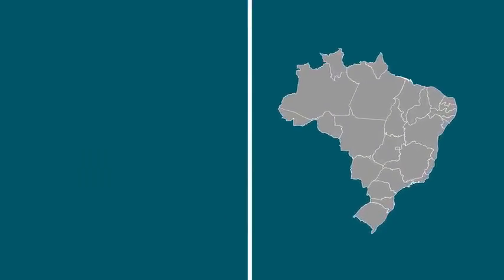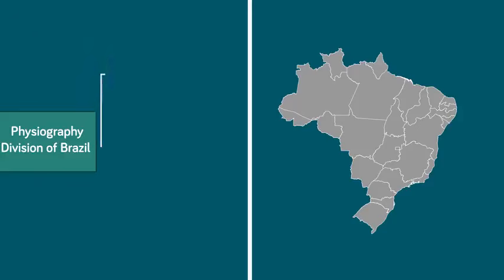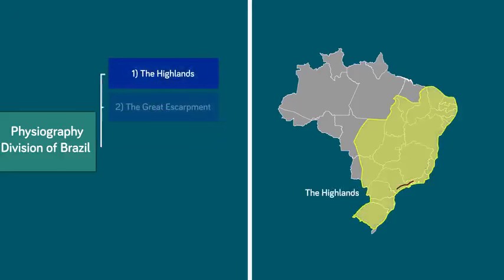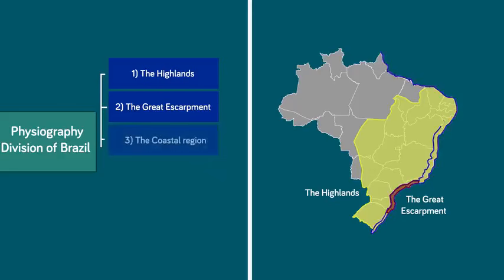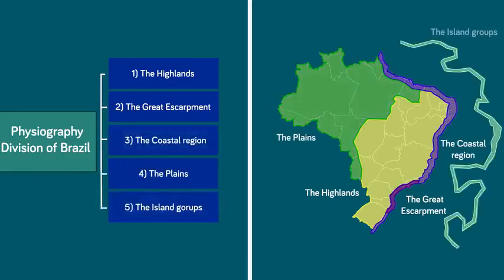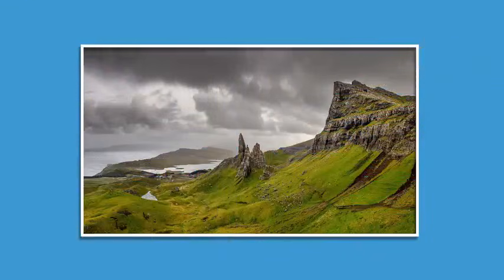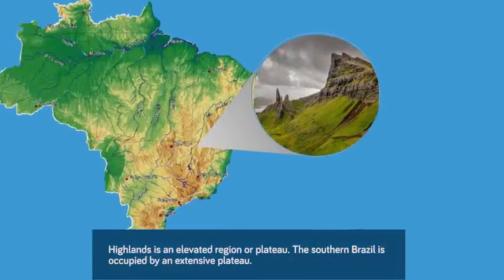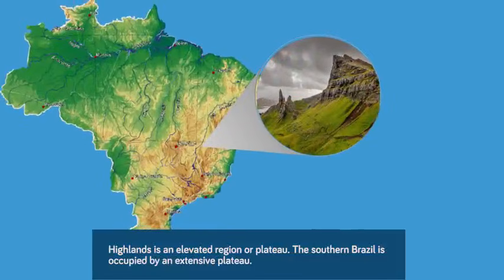Brazil is divided into 5 major physiographic divisions. They are the highlands, the Great Escarpment, the coastal region, the plains, and the island groups. Now let's move to the highlands. Highlands is an elevated region or plateau.